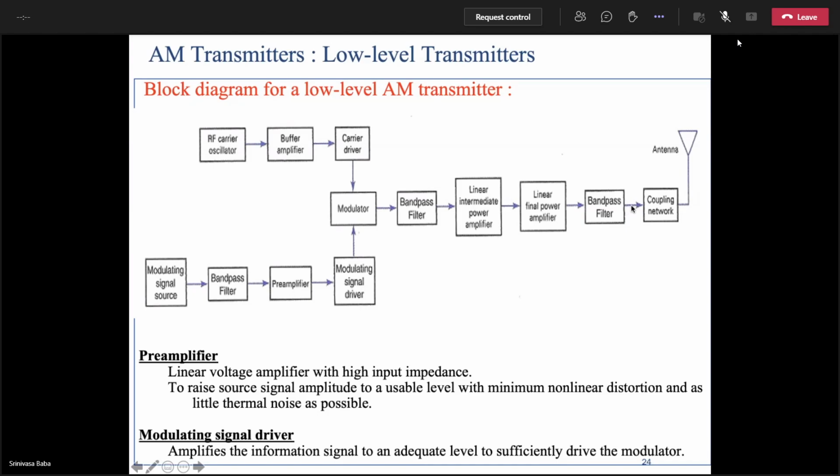So in order to match the impedance of the output of the last stage with the input of the antenna, we need a coupling network. This is an impedance matching network. So here we are using the maximum power transfer theorem, which we have studied earlier.